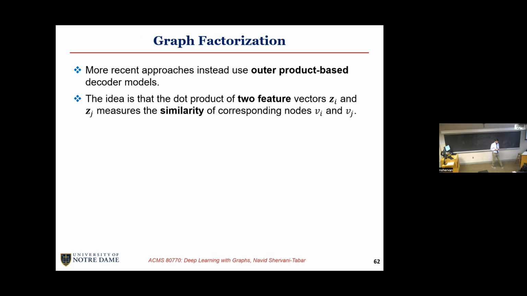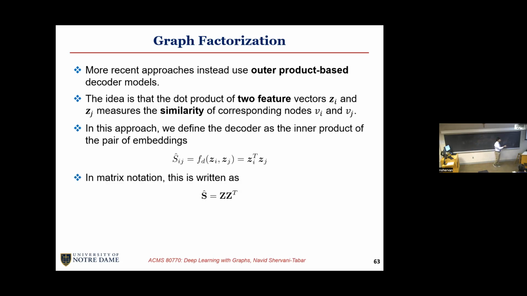All right, so far we discussed methodologies that are based on the distance, right? Now we're looking at some that are based on the outer product. So the first method is graph factorization. What happens here is that you have two feature representations, Zi and Zj. These are two d-dimensional vectors. To find the similarity between these, you just compute their dot product, right?